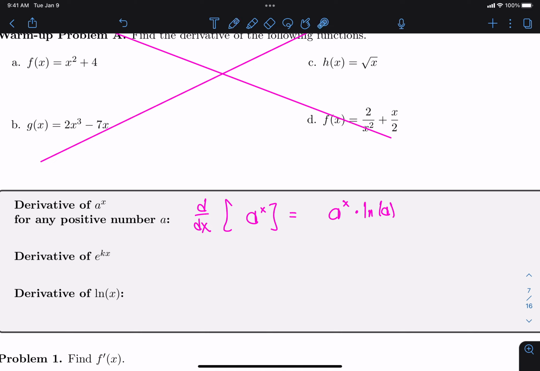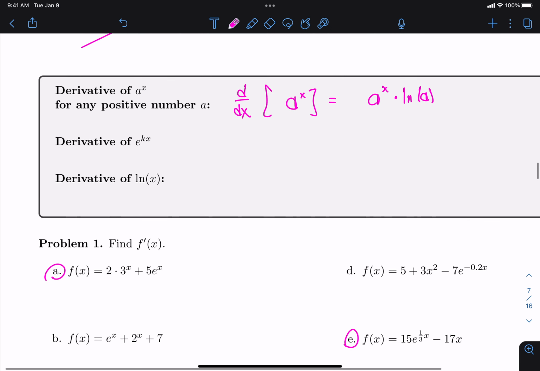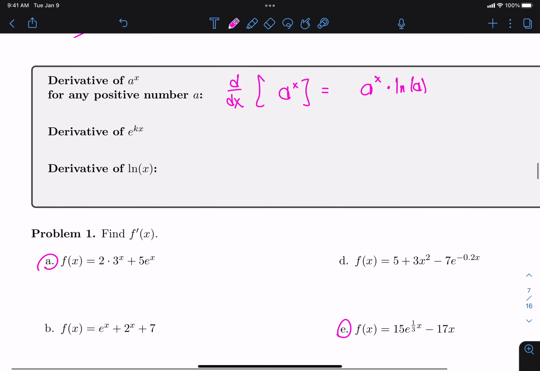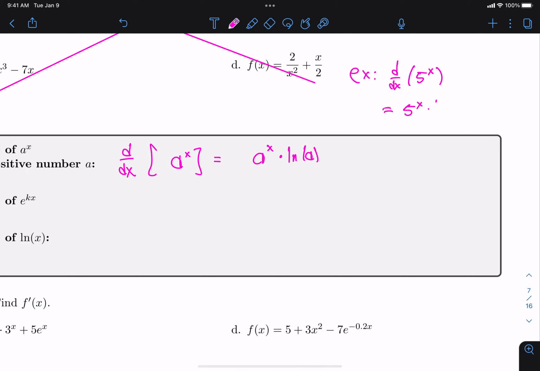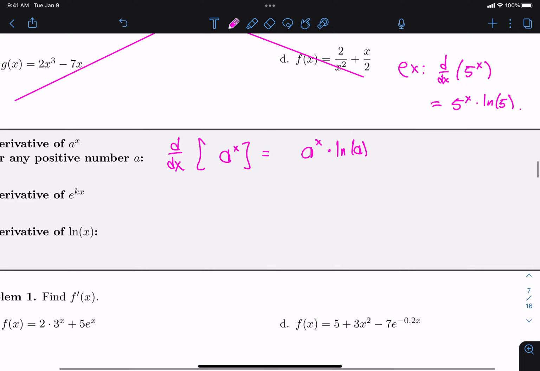So we just rewrite the same thing, and then you multiply by the natural log of whatever is the base. For example, the derivative of 5 to the x is 5 to the x times ln of 5. All right, so that's a to the x.